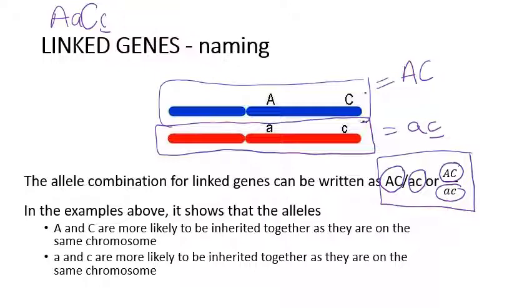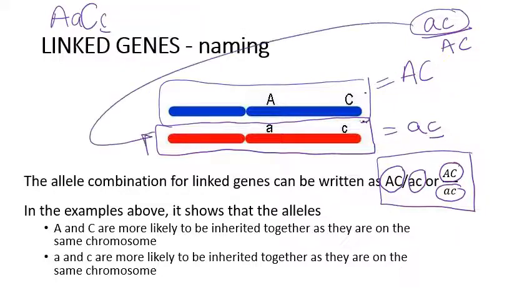I could just as easily write my fraction as lowercase a, lowercase c over capital A, capital C, because it is telling the reader that on one chromosome I'm going to find the lowercase a and lowercase c alleles, the ones in red, and on the other chromosome I'm going to find the capital A, capital C alleles, the ones in blue.